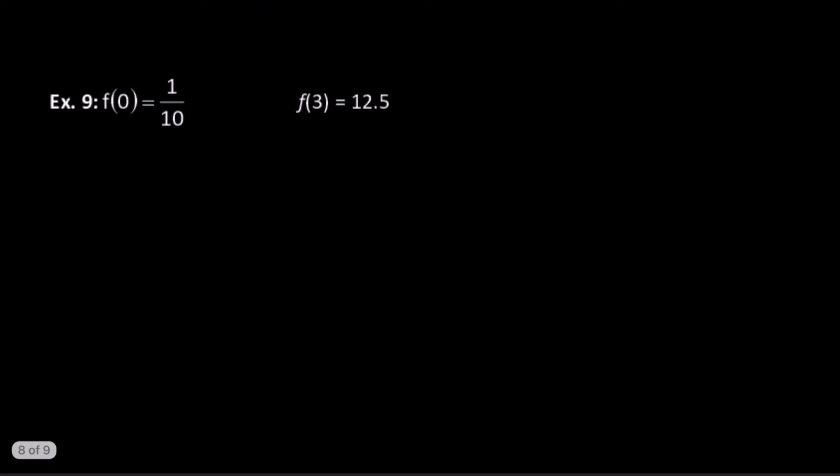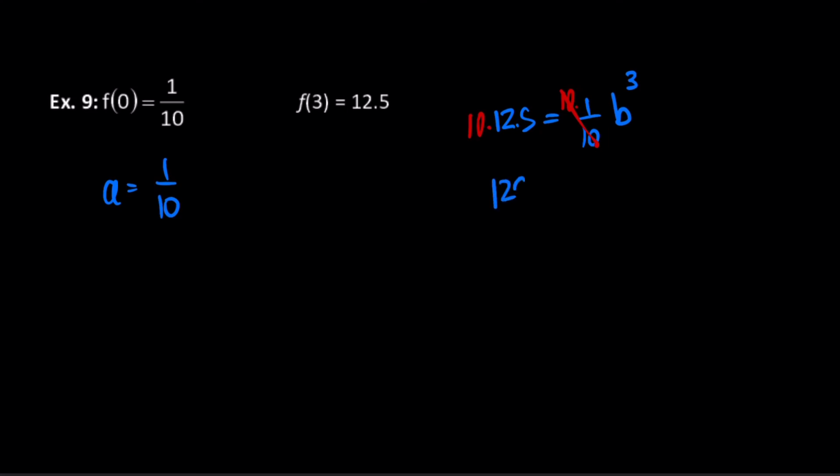Okay, numbers moderately more difficult here. What we talked about, f of 0, that's the point (0, 1/10). So here, a equals 1/10. Remember, this is your x, and that's your y. So I'll plug into that general equation. I'll have y, which is 12.5, equals a, which is 1/10, times b, which I don't know, to the x, which is 3. So you're like, wow, this is kind of a mess, but not really. All we're going to do is multiply both sides by 10 to get rid of this fraction. And that gives me 125 equals b cubed.